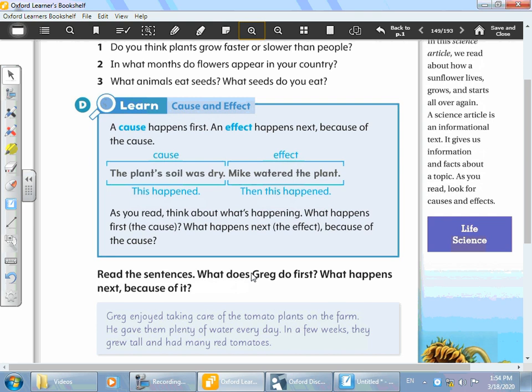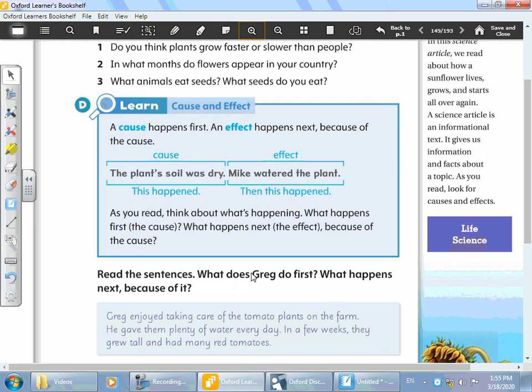So the first thing that happens is called the cause. And the second thing that happens is the effect. So again, for example, if I put seeds in the soil and give it water, what will happen next? Excellent! It will grow. So what happened first? Did it grow first? Or did I put the seed in the soil first? Very good. I put the seed in the soil first. So the first thing that happens is the cause. The second thing that happens is the effect.